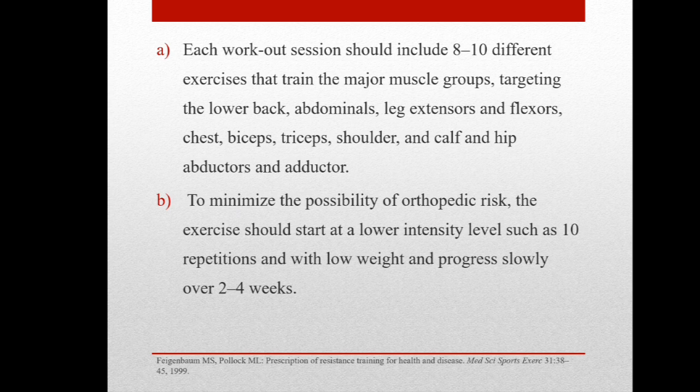To minimize the possibility of orthopedic risk, the exercise should start at lower intensity, such as 10 repetitions with low weight, and progress slowly.